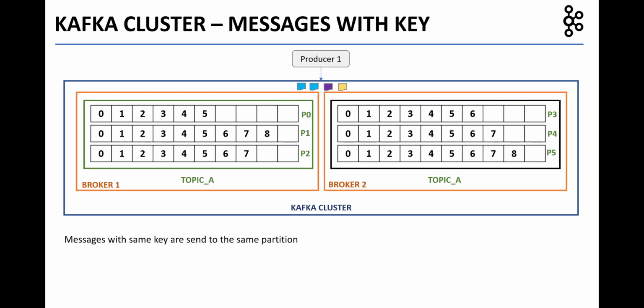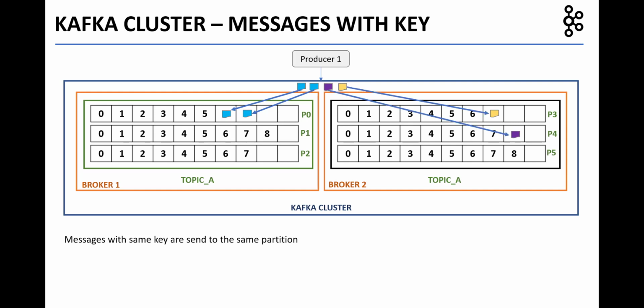But if the messages have a partition key defined, then the messages with the same partition key are put into the same partition. For example, here you can see that there are two messages highlighted in blue that have the same partition key. Now Kafka ensures that these two messages having the same partition key are always put into the same partition, which is partition 0 in this case. Other messages with a different partition key can be put into a different partition.